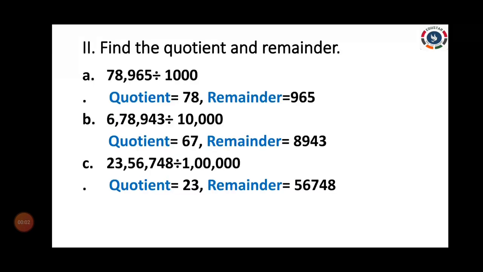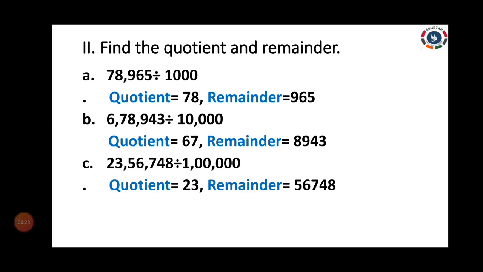Roman letter 2, find the quotient and the remainder. A, 78,965 divided by 1000. Quotient equal to 78. Remainder is equal to 965. B, 6,78,943 divided by 10,000. Quotient is equal to 67. Remainder is equal to 8,943.